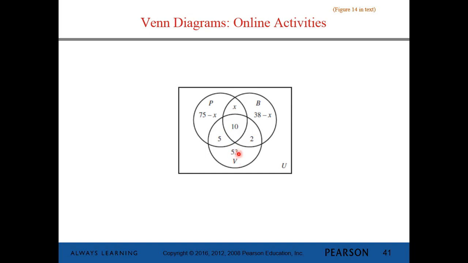So we just add up all the regions. So this is 70. And then we have 70 plus this, which is going to be 145 minus X. And then 145 minus X plus X is 145. Okay. And then 145 plus 38 is 183. 183 minus X equals 150.